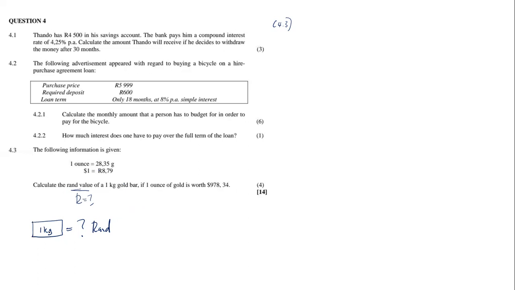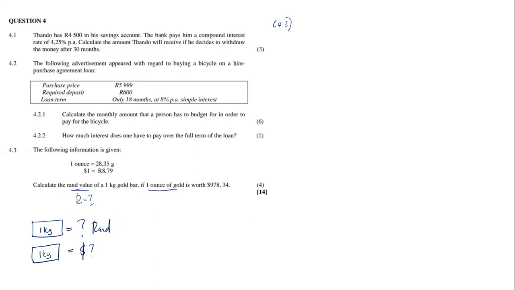So you are given some things. Before you can determine this, because you are giving your money in rands, they say if 1 ounce of gold is worth 978.34 dollars. This is what you need to do. You need to ask yourself: since I want a 1 kg gold bar in rands, how much does it cost in dollars first, so that I can convert my dollars into rands? Then I know 1 kg costs so much in rands. You see, it's a long chain.